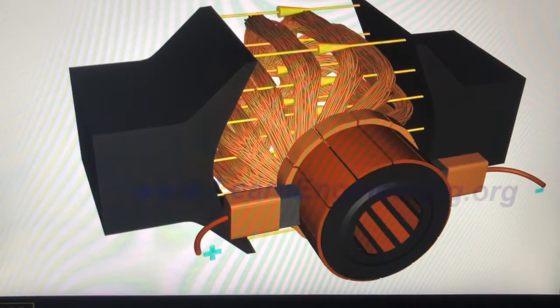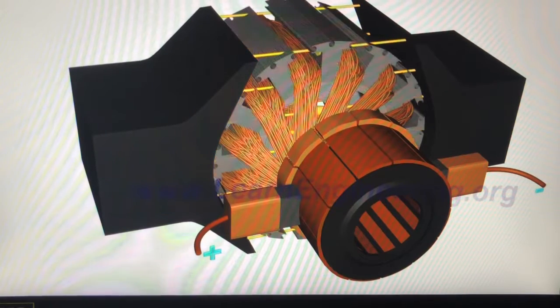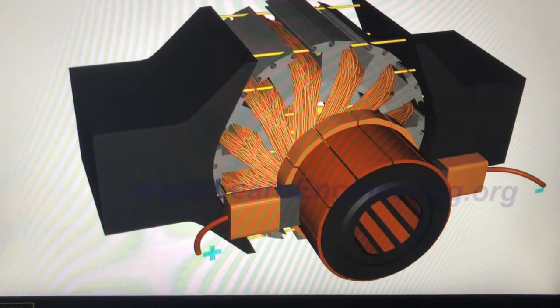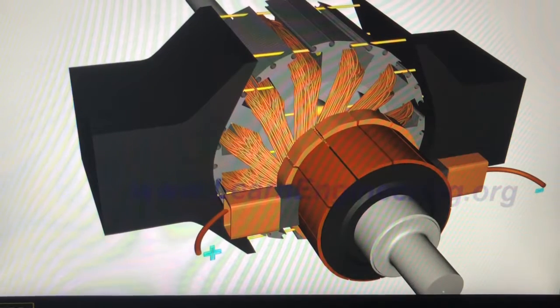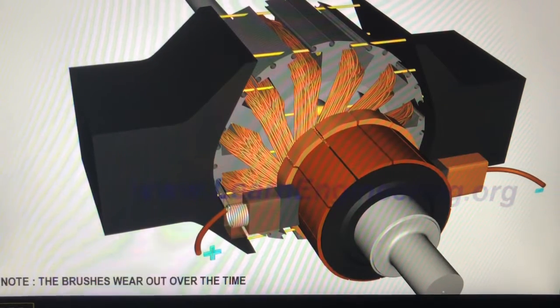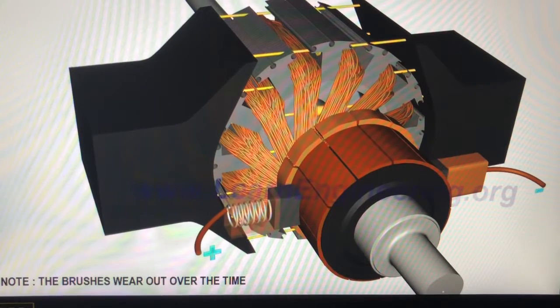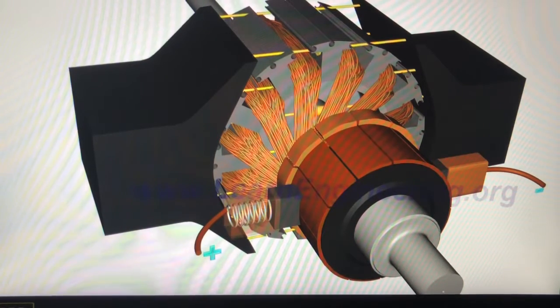In a practical motor, the armature loops are fitted inside slots with highly permeable steel layers. This will enhance magnetic flux interaction. Spring-loaded commutator brushes help to maintain contact with the power source.